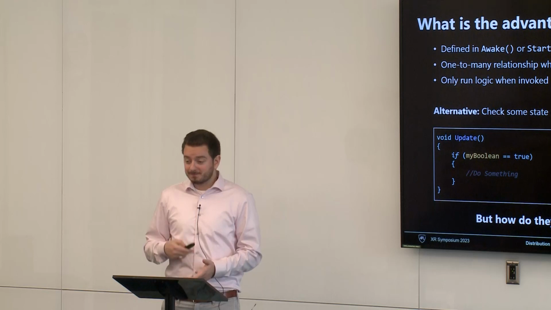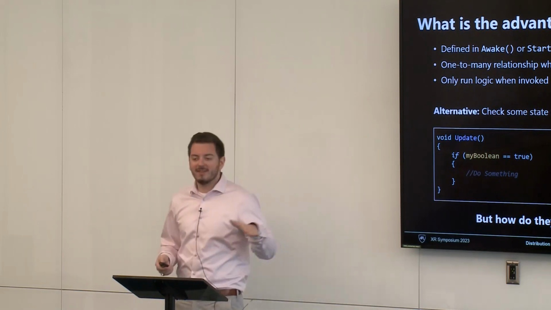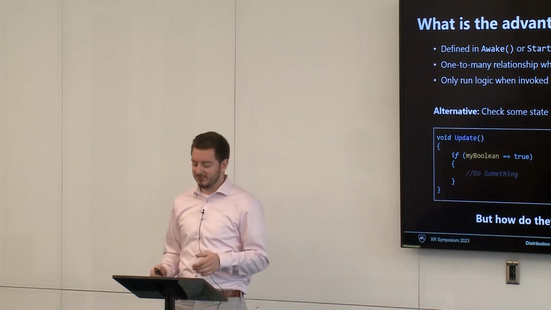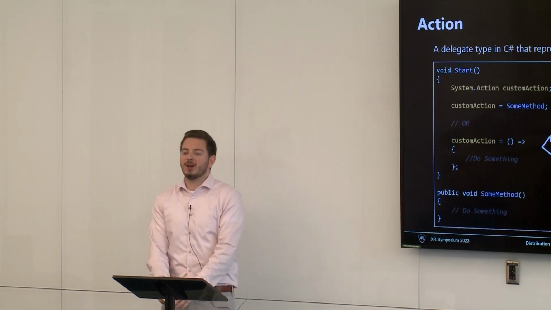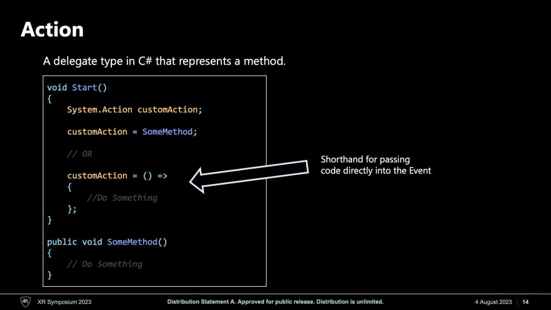So we're going to dive a little bit deeper into events and say, well, how do these work? So we're going to talk about actions. An action is a delegate type in C# that represents a method. That is the official definition. However, think of it as basically you can take the method and actually assign it to an action. So in this case, see how we have custom action equals some method. And so now, if you say custom action, I think it's .invoke as well, you can invoke that method.